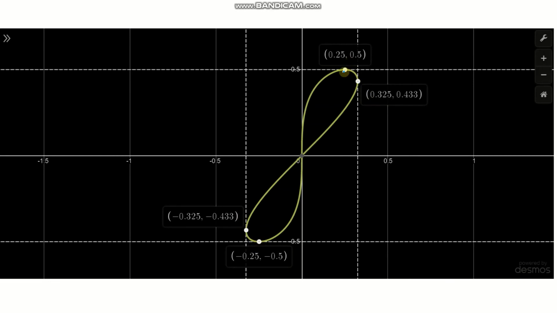For y, we have 0.5 and negative 0.5. For x, we have 0.325 and negative 0.325. That's all. Thanks for staying till the end.